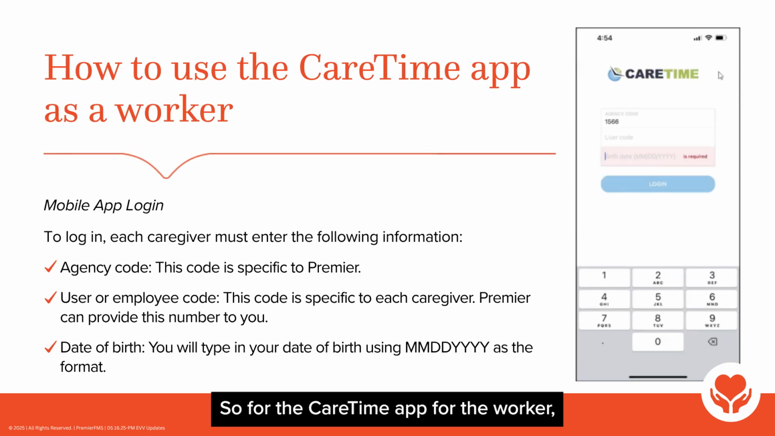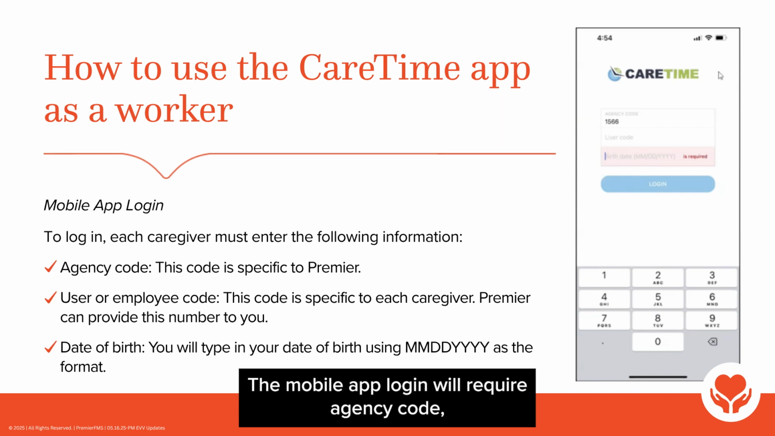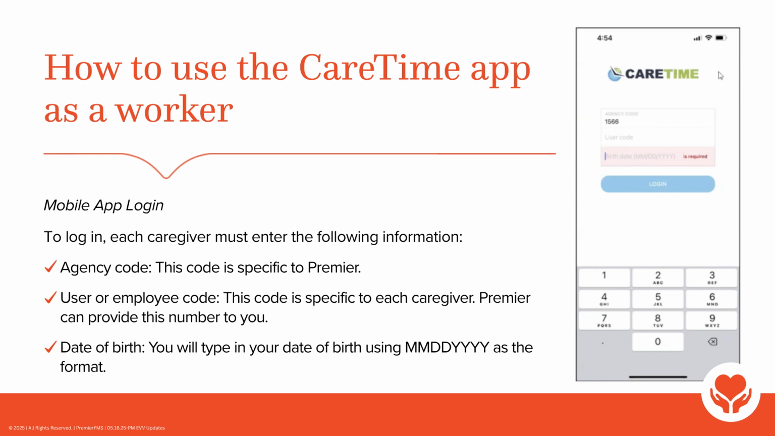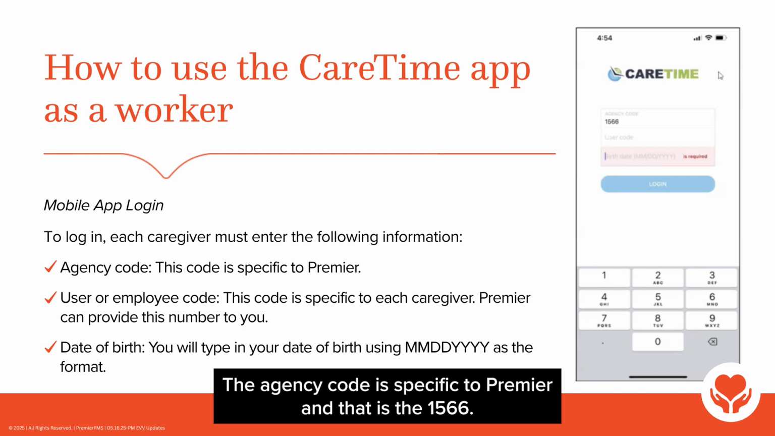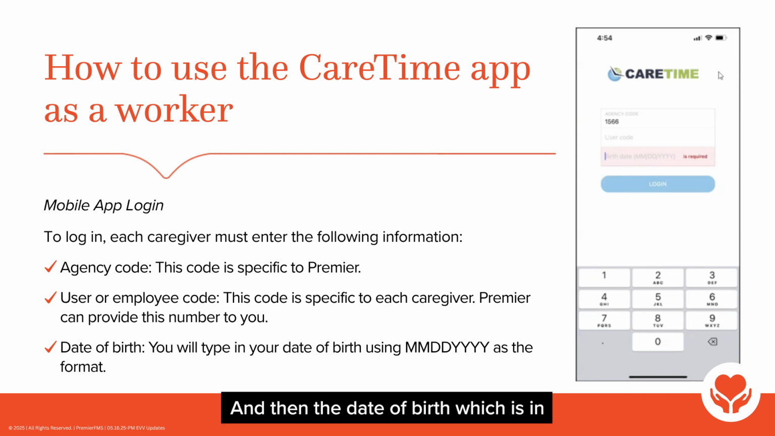So for the CareTime app for the worker, there is an image that shows the login screen. The mobile app login will require agency code, user code, and date of birth to log in. The agency code is specific to Premier, and that is the 1566. The user code will be provided to the caregiver from Premier, and then the date of birth, which is in the month, day, and year format.